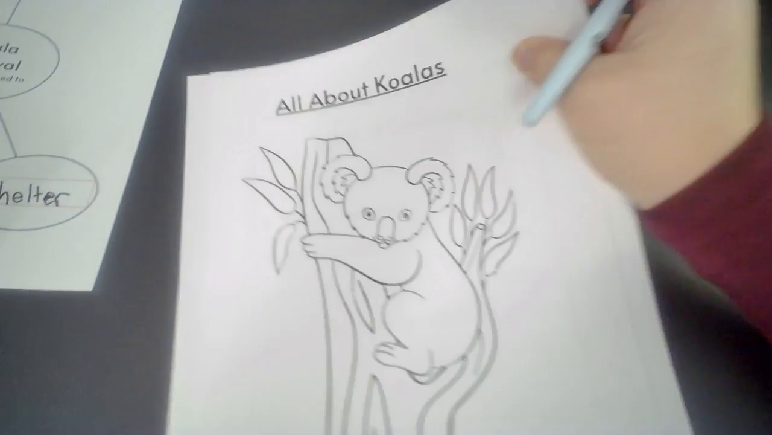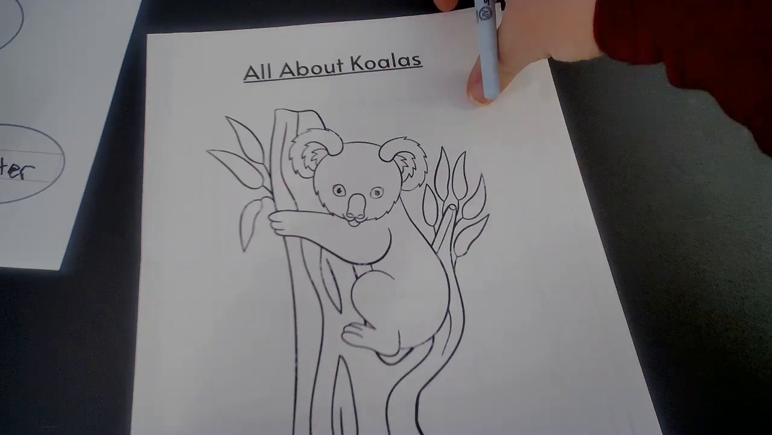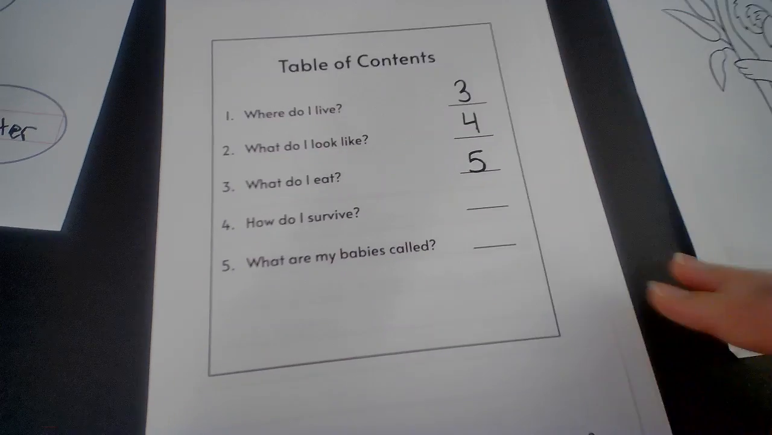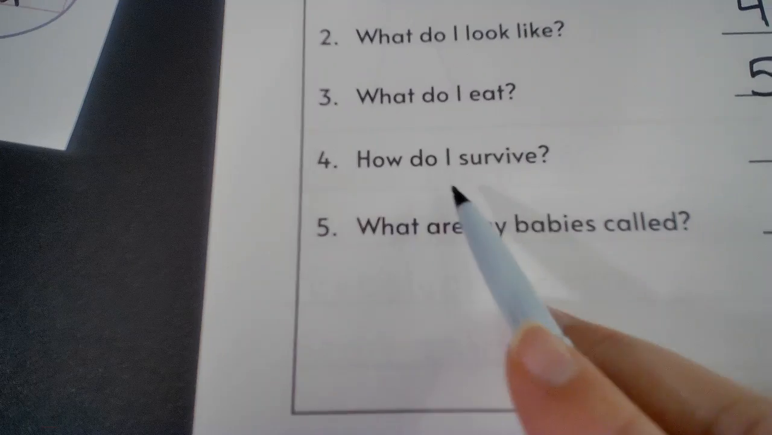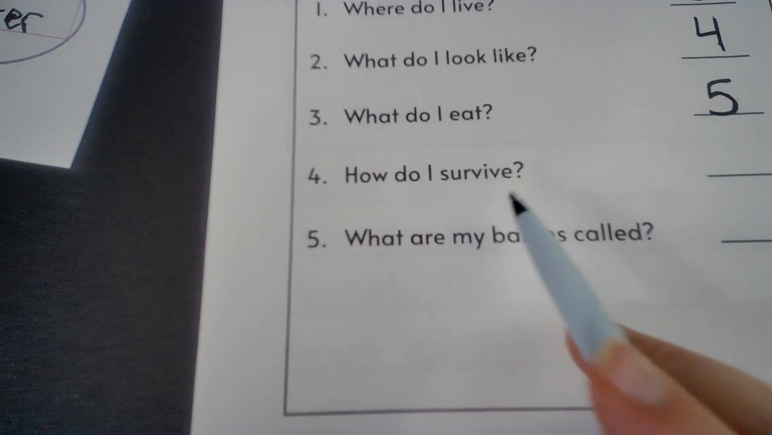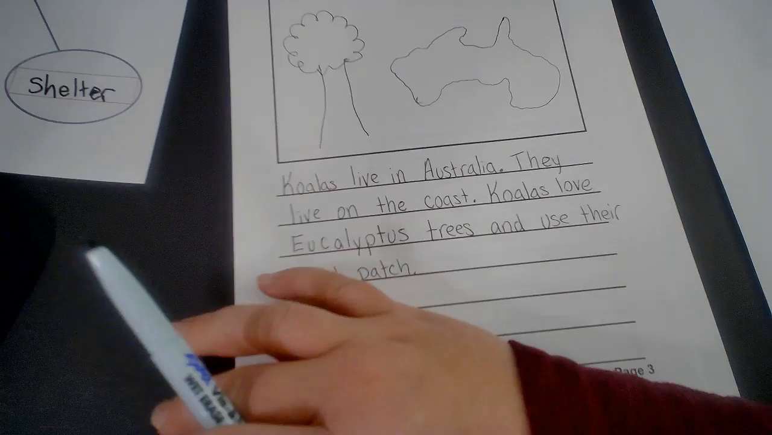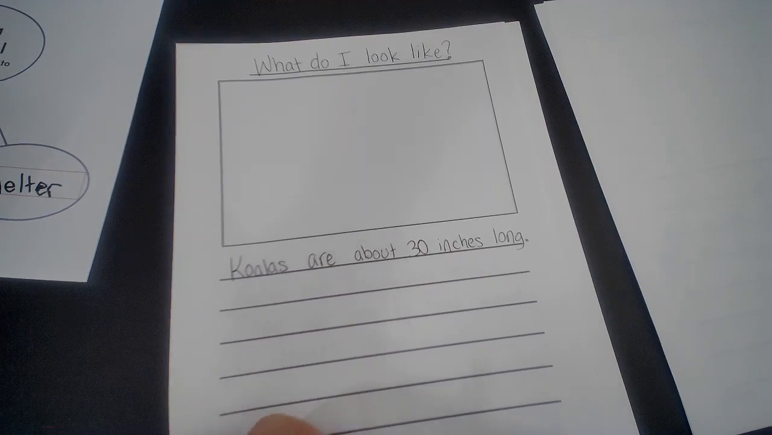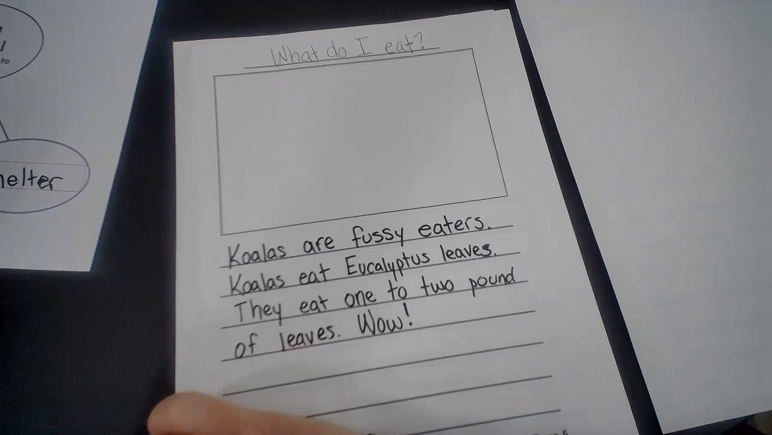Then you're going to get your koala book, All About Koalas. And we're going to open up to the first page, our table of contents. Okay, so we have to figure out what page we are writing on today. So we're learning about how do I survive? That's our question. So let's go to that page. Not where do I live? We did that one. What do I look like? If you're missing any of these pages, you can go back to the days that we worked on them.